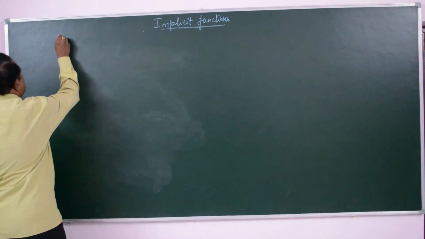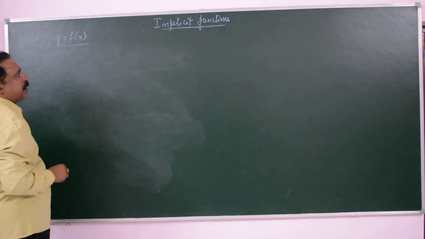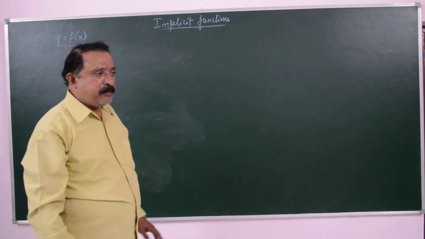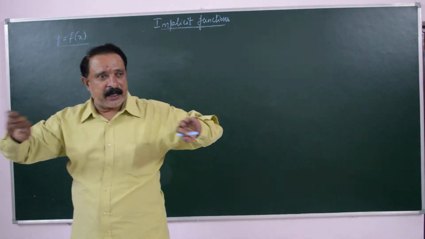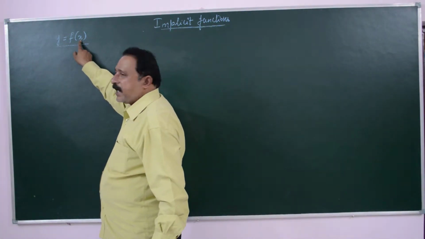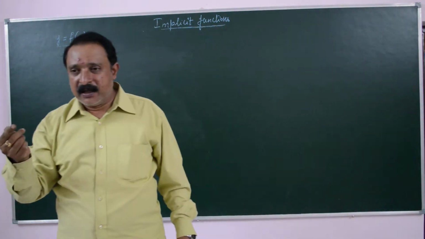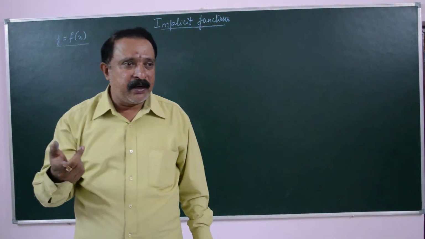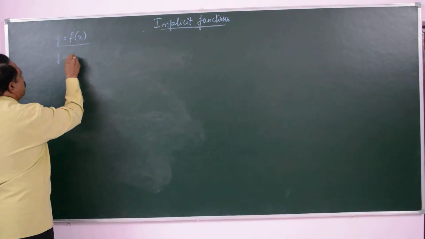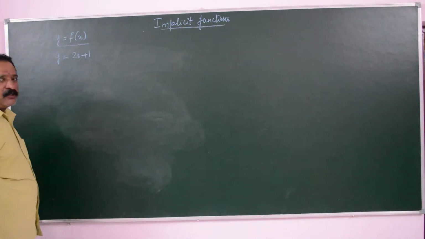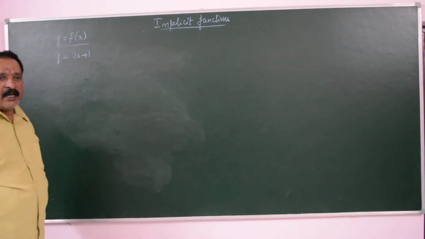Any function of the form y is equal to f of x is called an explicit function. Explicit means the independent variable and dependent variable are distinct. They are separate. Independent variable will be on the right hand side, dependent variable will be on the left hand side. By looking at the function, we can say which is independent variable, which is dependent variable. For example, if I write y is equal to 2x plus 1, and if I ask you to identify the independent variable, you would easily say that x is independent, y is dependent.